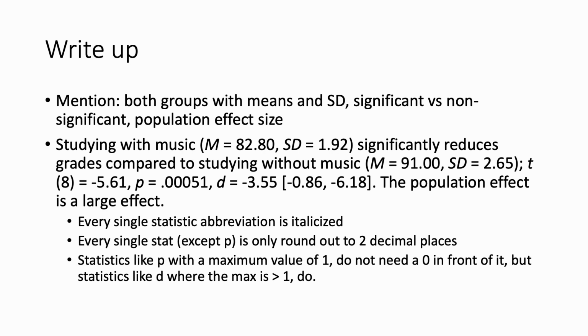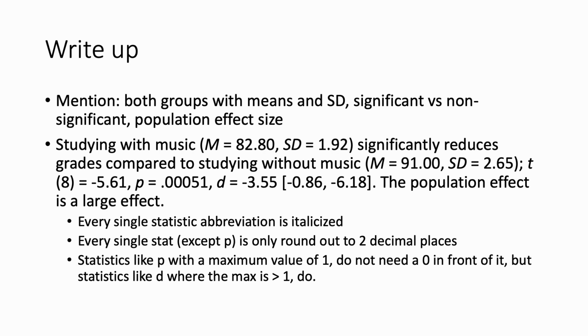Same thing for the other mean and standard deviation. Look at the M and the SD. They're always italicized. All statistical abbreviations are italicized. And we report our data to 2 decimal places for nearly everything. I put a semicolon in here. Some people put a colon. Some people put a comma. It doesn't really matter. There aren't grammar rules for how to start putting a bunch of numbers at the end of your sentence.